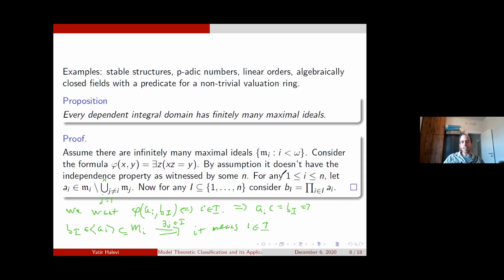Now the other direction is straightforward, right? Because for the other direction, if we know that I is in I, then of course BI is in the ideal generated by AI, but just by definition.